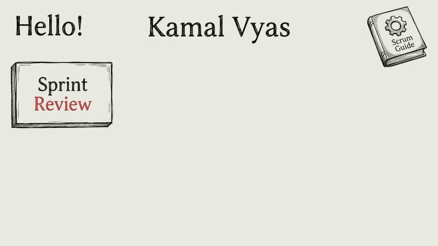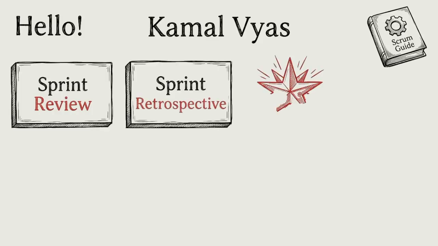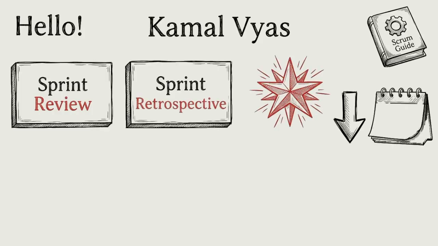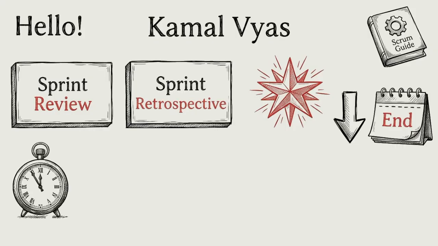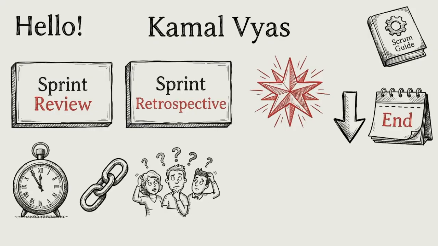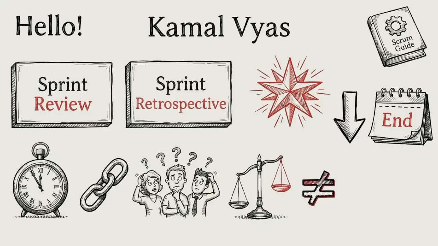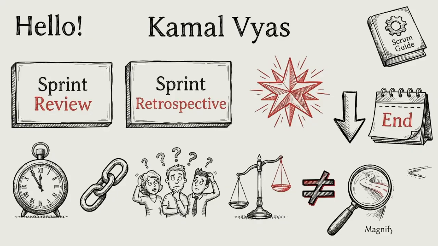In Scrum, sprint review and sprint retrospective are two important events that happen at the end of every sprint. Because they happen close to each other, many teams get confused, but their purpose is completely different. Let's clearly understand the difference.